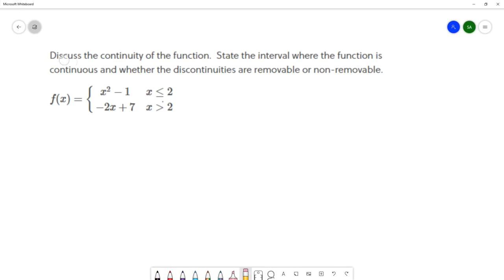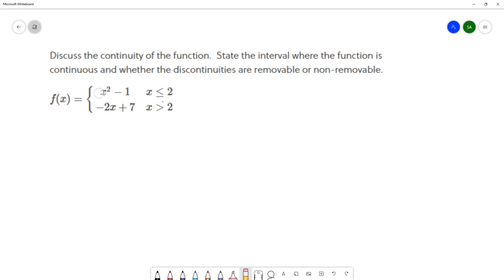On this question, we want to discuss the continuity of the function, state the interval where the function is continuous, and whether the discontinuities are removable or non-removable. So what we're given is a piecewise defined function. That's f of x equals x squared minus 1 whenever x is less than or equal to 2, and -2x plus 7 when x is greater than 2.